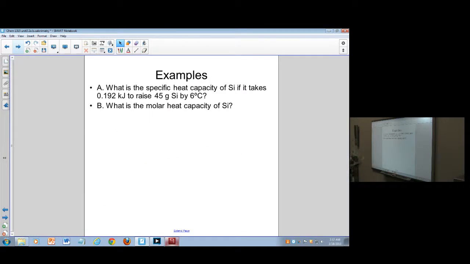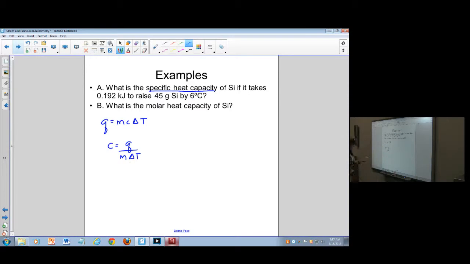Let's see, what's the specific heat capacity of silicon, if it takes 0.192 kilojoules to raise 45 grams by 6 degrees? So what we're looking for is the specific heat capacity. So we'll use Q is equal to m C delta T, but in this case we want specific heat. So C rearranged would be Q divided by the mass and delta T.